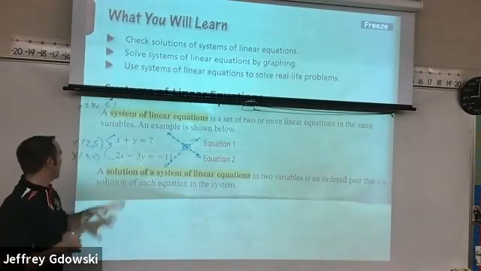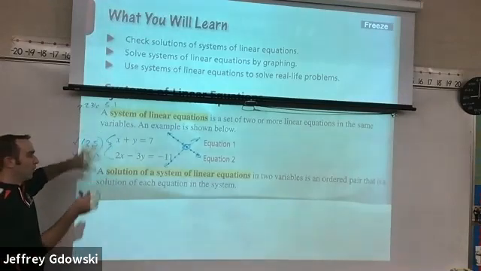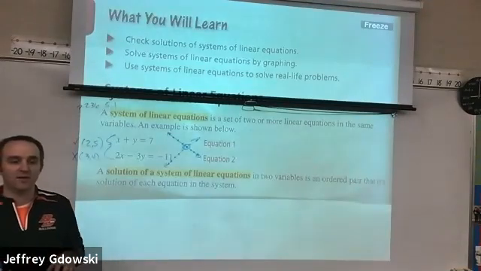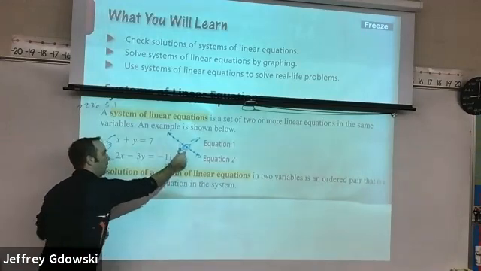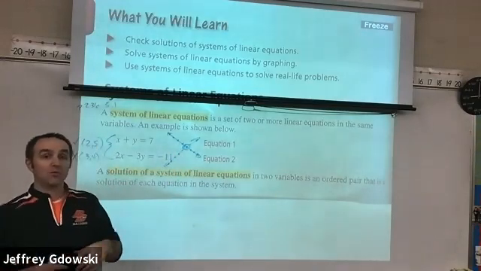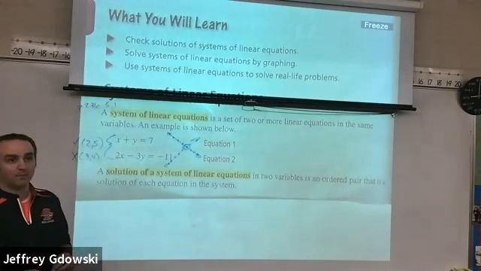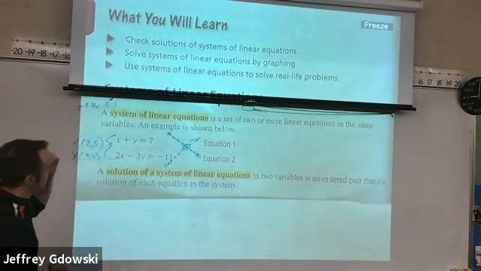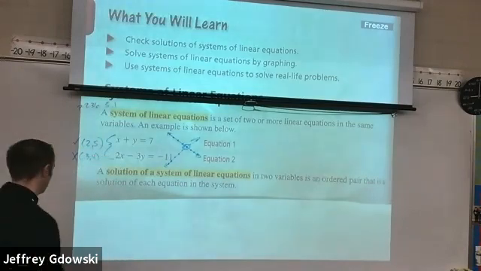So our goal beyond just "does this work, does this work, does this work", that's one type of question that you're going to see. But beyond that, it's going to be, what is that one point? We're going to have to find that one point, and that's what our next three sections are all about. Finding that point where those two equations cross.